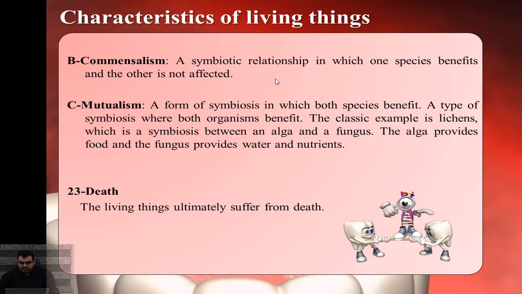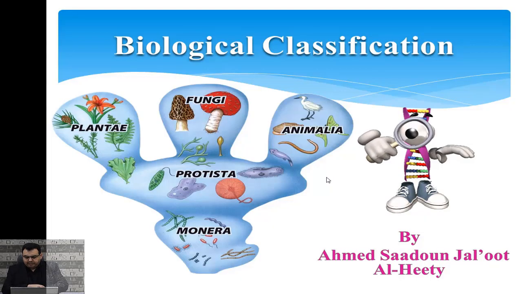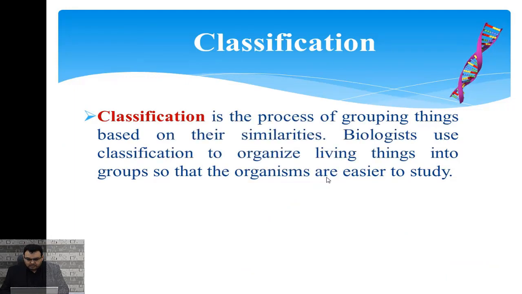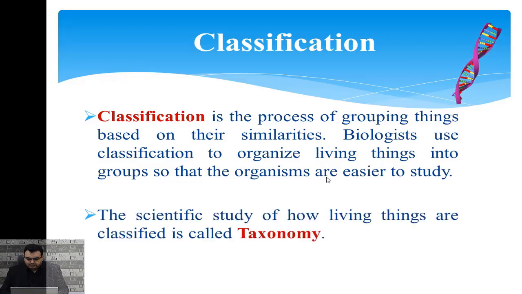23. Death. The living things ultimately suffer from death. Biological classification. Classification is the process of grouping things based on their similarities. Biologists use classification to organize living things into groups so that the organisms are easier to study. The scientific study of how living things are classified is called taxonomy.